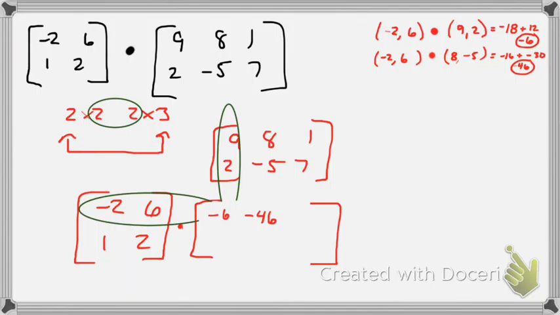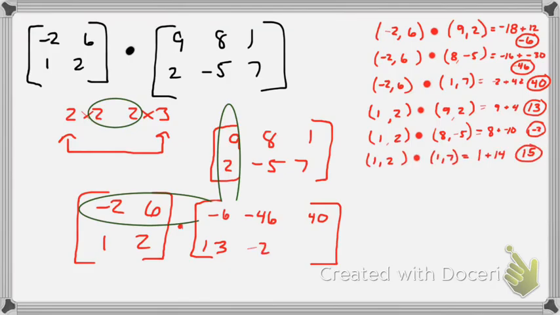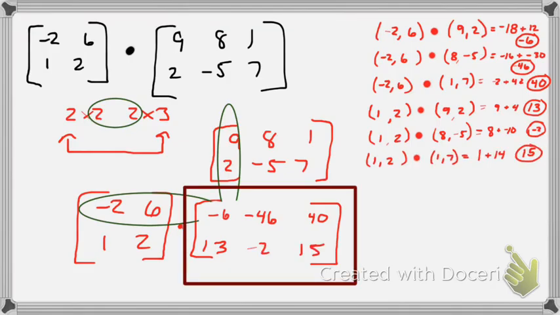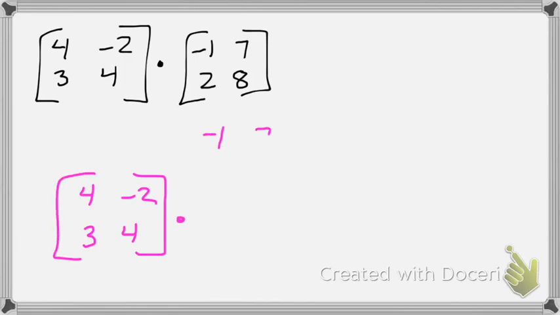Okay, here's what I get for the rest of the answers. 40, 13, negative 2, 15. We would write 4, negative 2, 3, 4 times negative 1, 7, 2, 8 above. And our answer would go here.